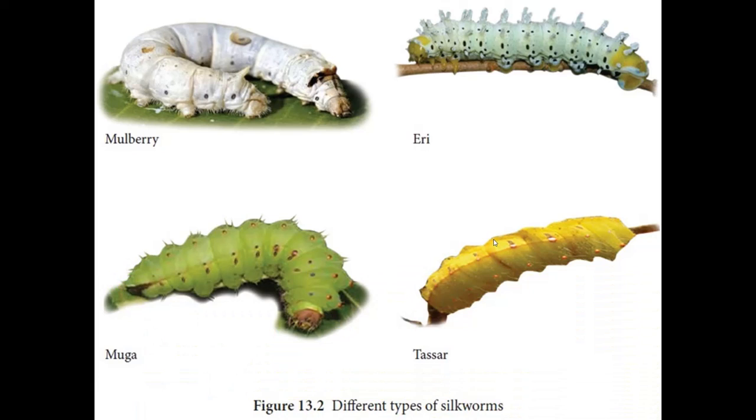Here are examples of different types of larvae. Mulberry larva, that is the baby of a mulberry moth, airy, mooga and tassar. So these are the different types of silkworm.